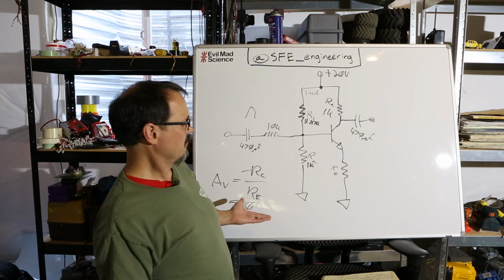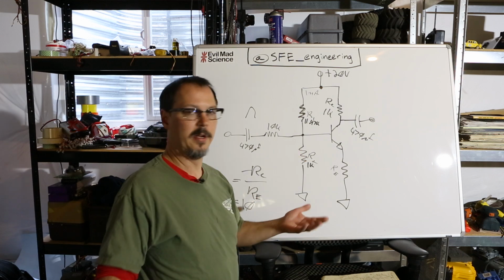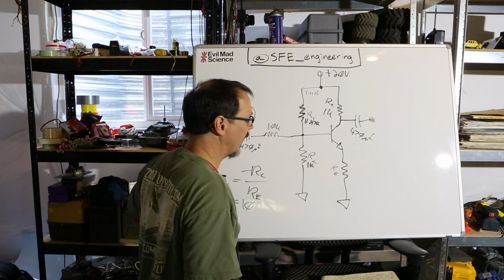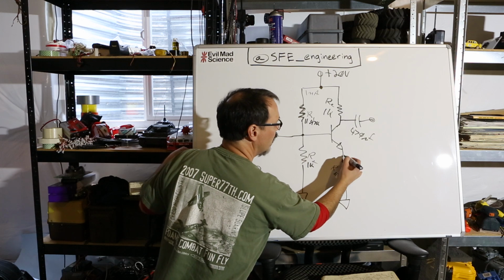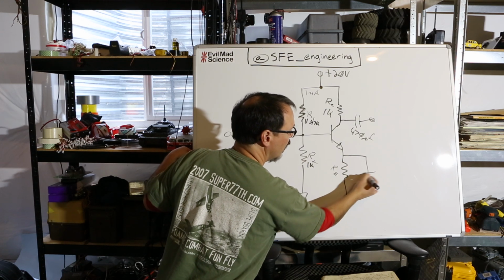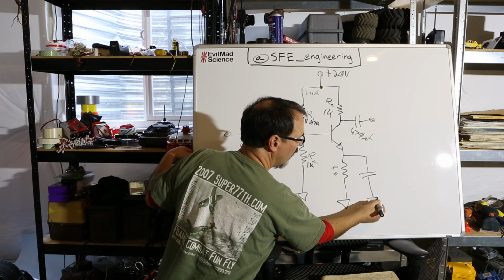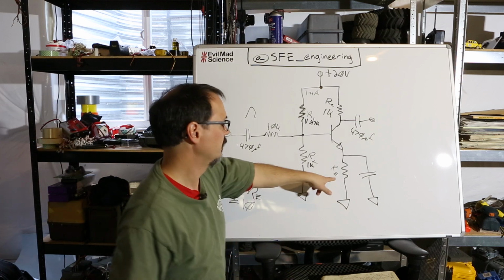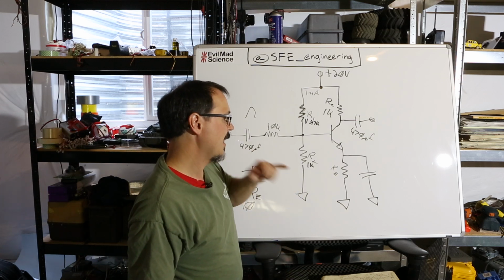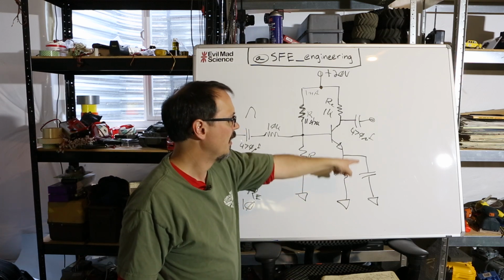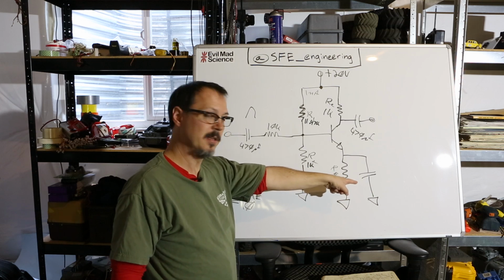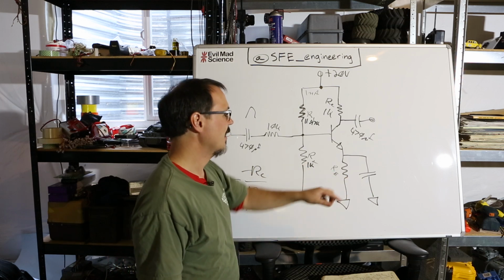Now a gain of 10 is fine for certain applications, I suppose, but if you want more gain, what you can do is put a bypass cap across your emitter resistor. Now, what does that do? Well, a cap is AC ground, isn't it? And we're working with AC.